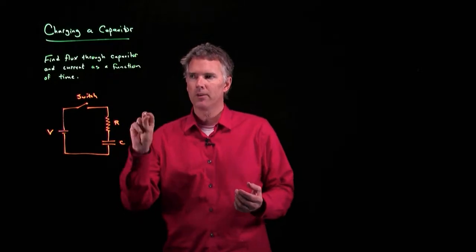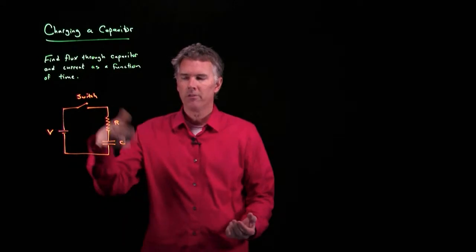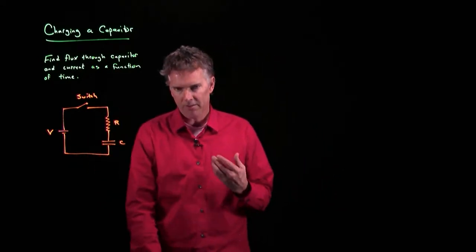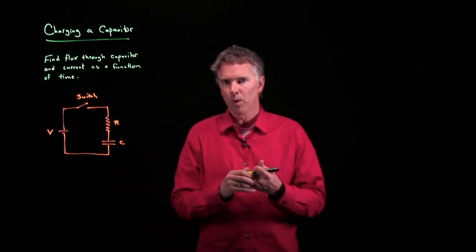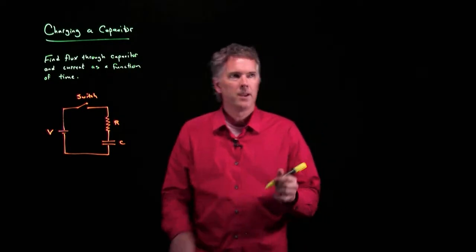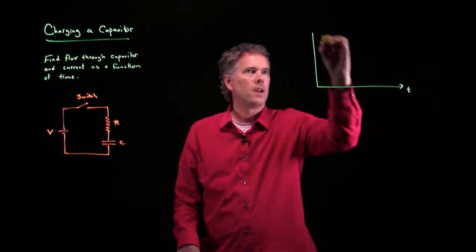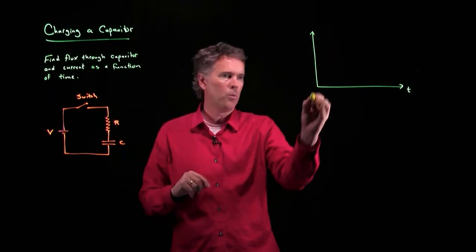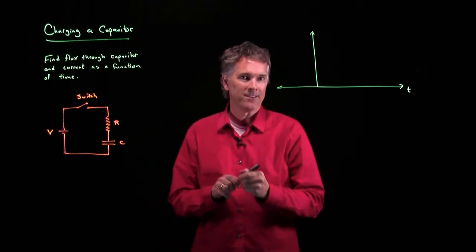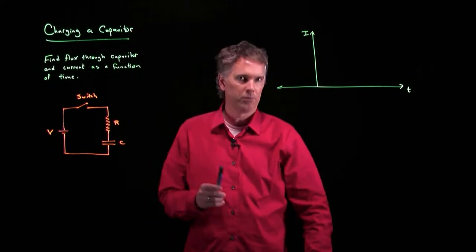Namely, what is the electric field flux in the capacitor as a function of time? And what is the current through the circuit as a function of time? Okay, so let's think about broadly what we think that current is going to look like. Well, if we have a circuit and the switch is open, then current is going to be 0 up until we close the switch.